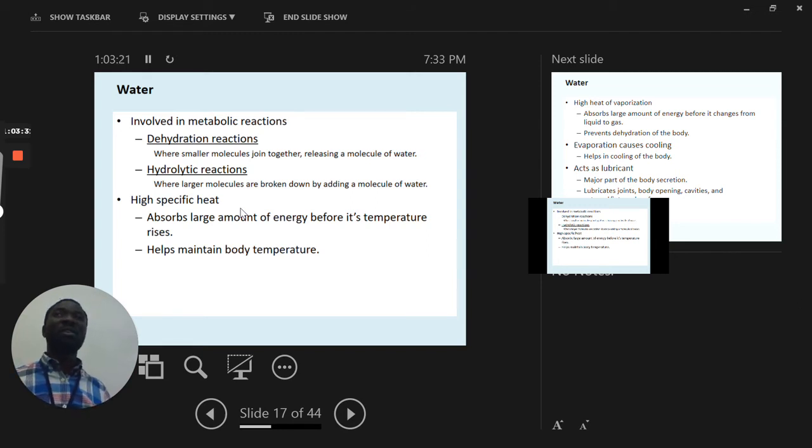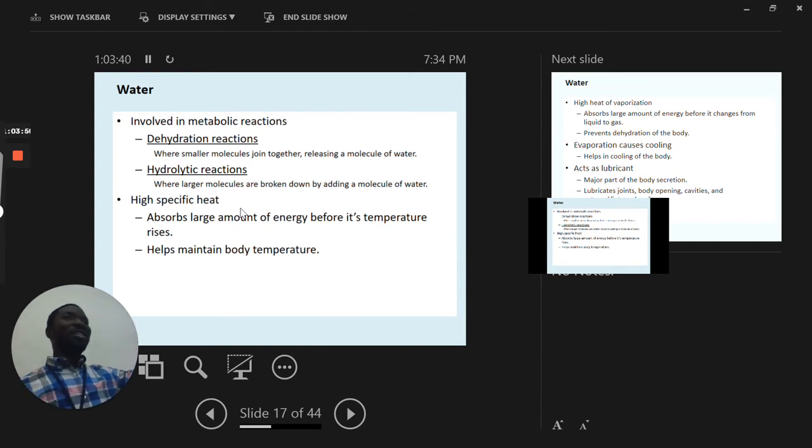What's dehydration? When you hear dehydration, or when you say you are dehydrated, what does it mean? You're thirsty. Removal of water, right? Water is removed from your system. So now, dehydration reaction: remove water to make a bond. Remember that. Don't ever forget that. Removal of water to make a bond is a dehydration reaction.